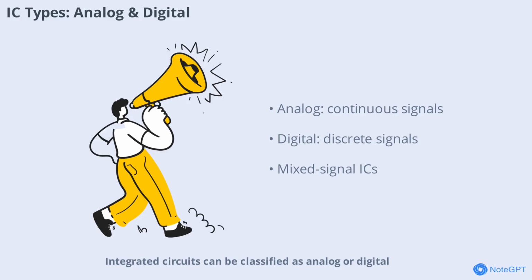Integrated circuits can be classified as analog or digital. Analog ICs process continuous signals such as amplifiers and oscillators, while digital ICs handle discrete signals like logic gates and microprocessors. Many modern ICs combine both analog and digital functions in a single chip.